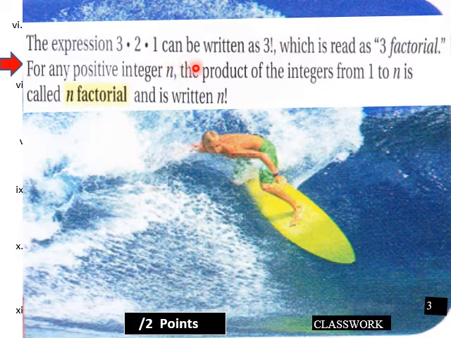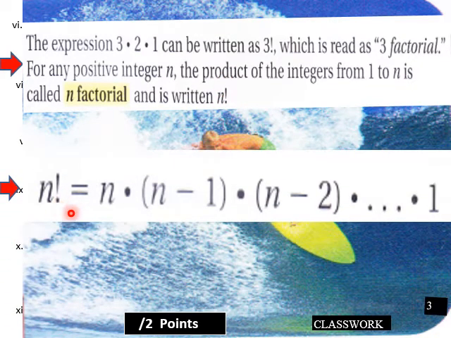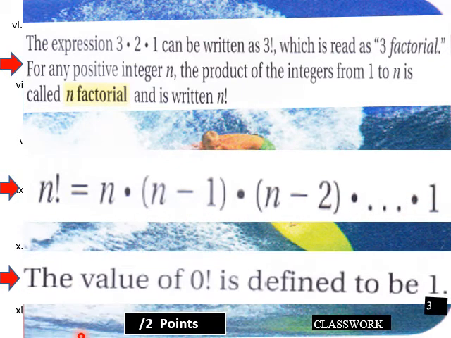The expression 3 times 2 times 1 can be written as 3 factorial. For any positive integer n, the product of the integers from 1 to n is called n factorial and is written with an exclamation point. So for example, n factorial equals n times n minus 1 times n minus 2, and so on, times 1. So it ends with 1. And the value of 0 factorial is defined to be 1.